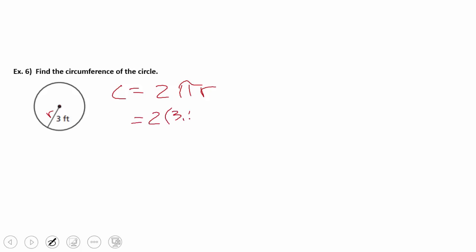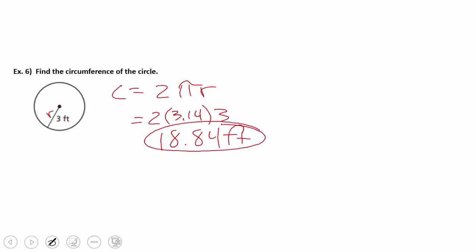2 times 3.14, and the radius being 3. And when you multiply those numbers together, you get 18.84 feet using your calculator. Not very difficult. Just knowing the formula to find the circumference, the distance around, and then plugging and chugging.